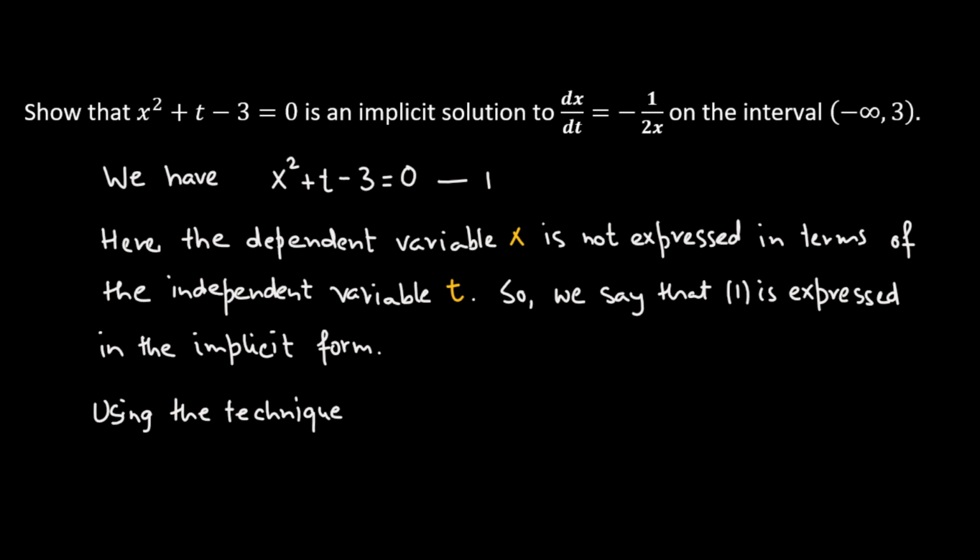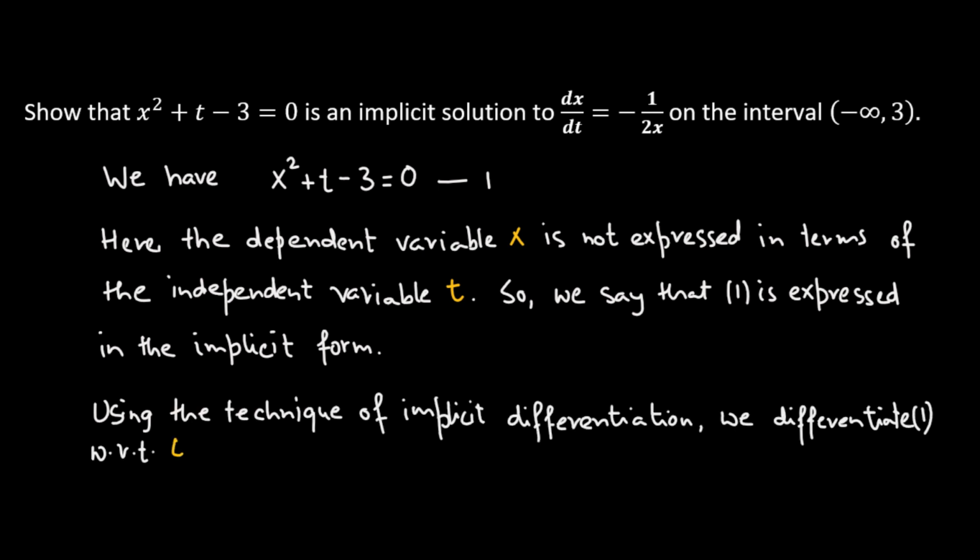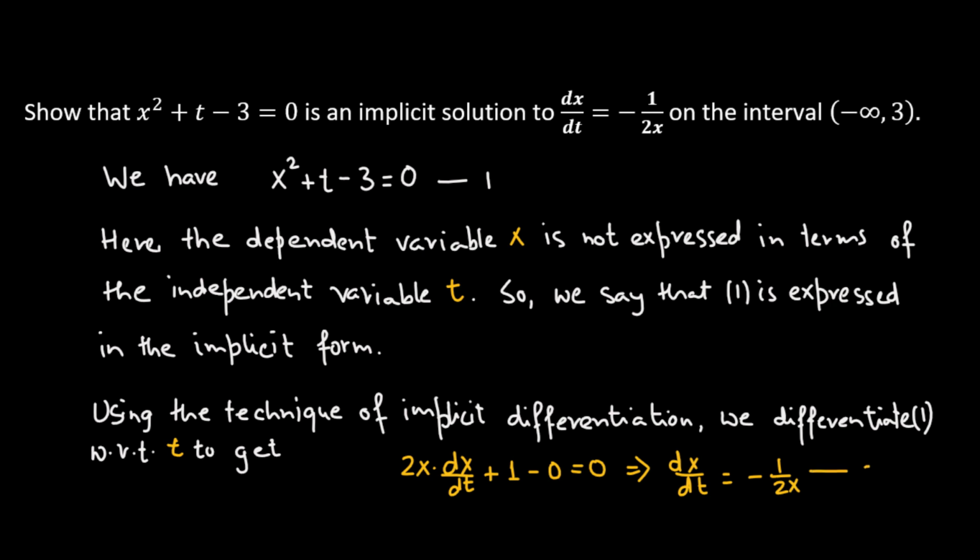Using the technique of implicit differentiation, we differentiate 1 with respect to t to get 2x times derivative of x with respect to t plus 1 minus 0 equals 0. Isolating derivative of x with respect to t gives us negative 1 over 2x.